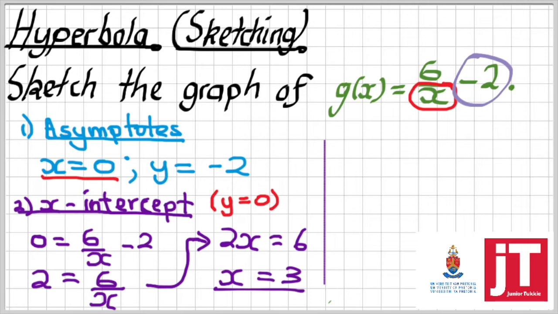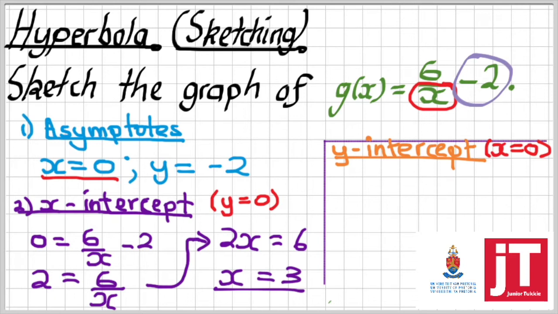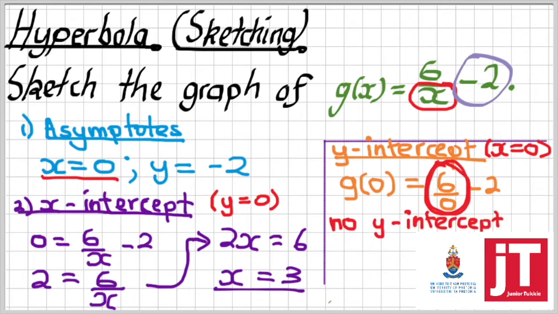Trying to get our y-intercept, and I'm deliberate in saying trying to get our y-intercept, we say x is equal to 0. So in place of x, we sub in 0. We get g of 0 is equal to 6 over 0. But we've got a problem. 6 divided by 0 renders the right-hand side undefined. Therefore, we do not have a y-intercept for this specific graph. It's not always the case, but for this graph, we do not have a y-intercept.